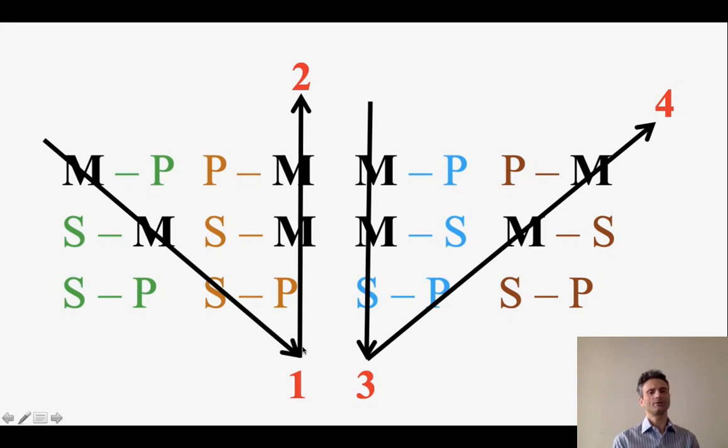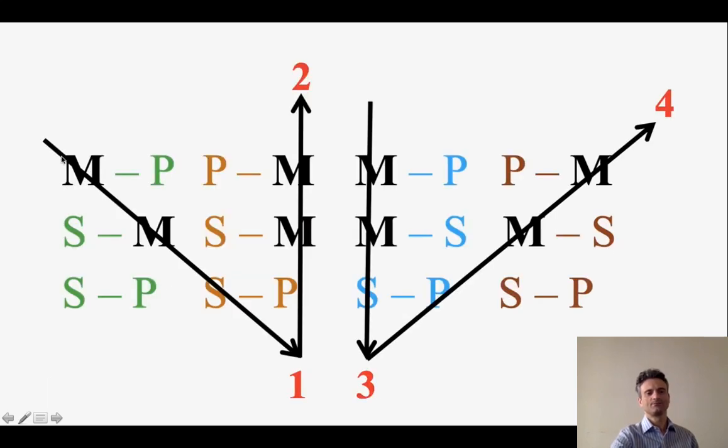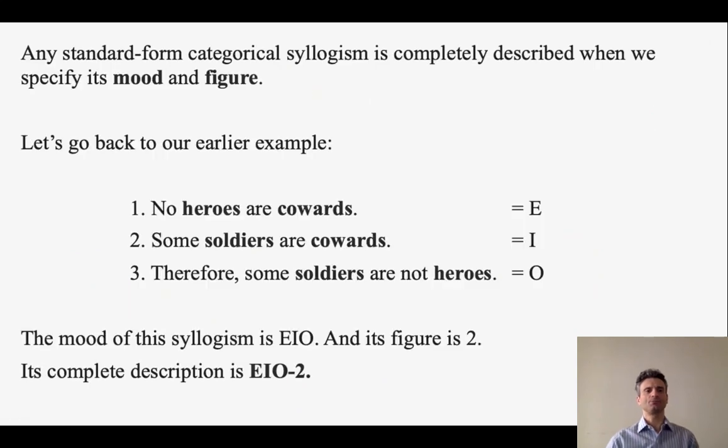What you have to remember, however, is that number two is going to be this. It's going to be all the way to the right. For number three, you go back to the left. And you form a W. Okay? And number four, just the opposite. So to really form a W, that's it.